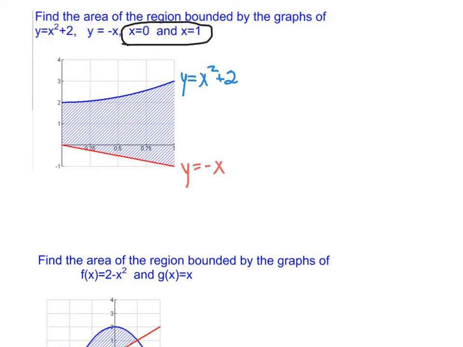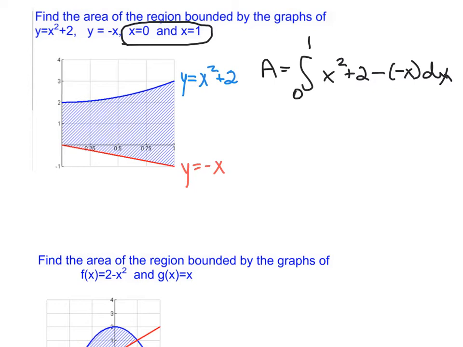So if I want to find the area between these two curves, I'm going to say that the area is equal to the antiderivative. We know that we want to start on the left side with 0 and go to the right side at 1. And we're going to take the top curve, x squared plus 2, and subtract the bottom curve, negative x dx. So it's always going to be top minus bottom. You'll notice that this red curve does dip below the x-axis, and that's absolutely okay. We can take that area just by taking top curve minus bottom curve.